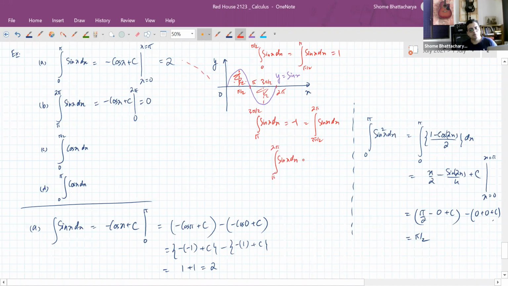So ultimately your integration of sin x from pi to 2 pi will be minus 2. Whereas if you were to integrate from 0 to 2 pi for the full cycle, you'll get 0, because this and this will cancel each other.